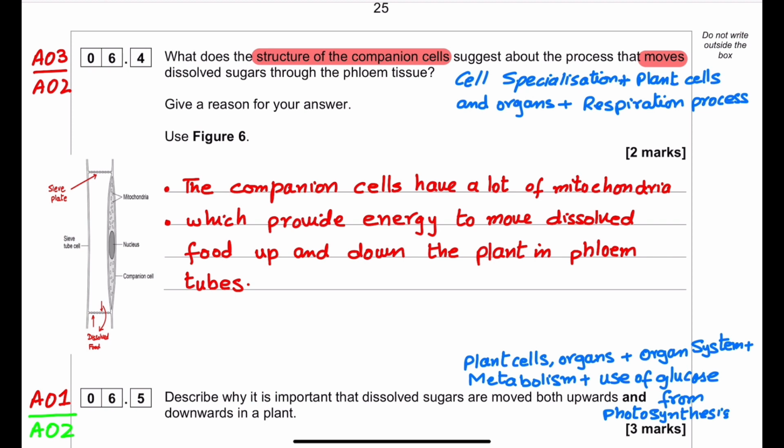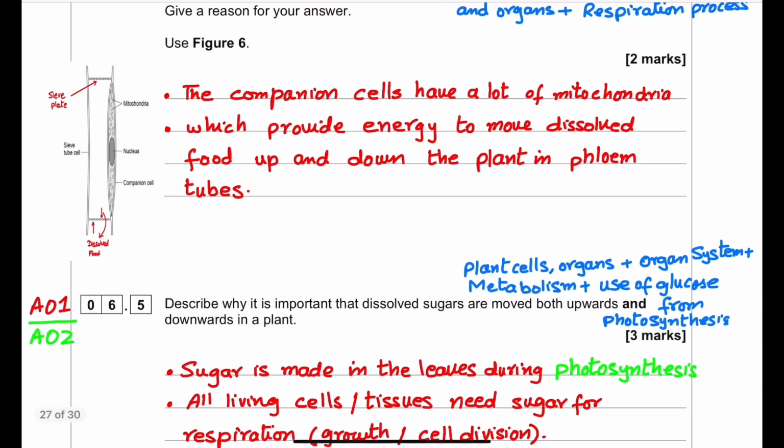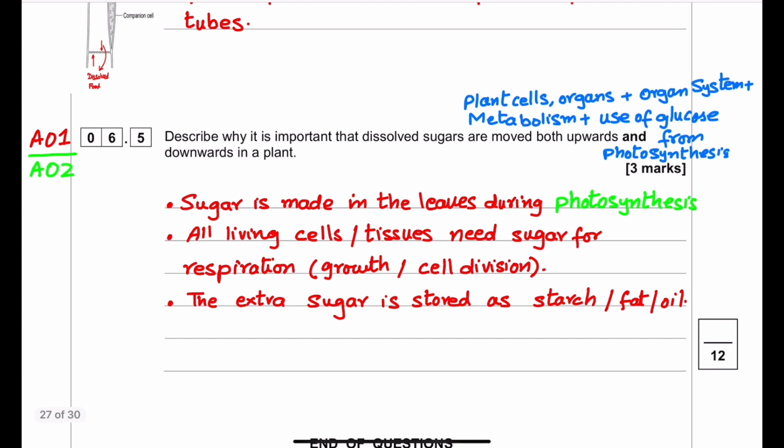Let's see the model answer. The model answer is sugar is made in the leaves during photosynthesis. Student can use the word glucose instead of sugar. All living cells or tissues need sugar for respiration, for the growth and cell division. The extra sugar is stored as starch, fat, or oil in the plant. Therefore, the dissolved sugar is moved both upwards and downwards in a plant.